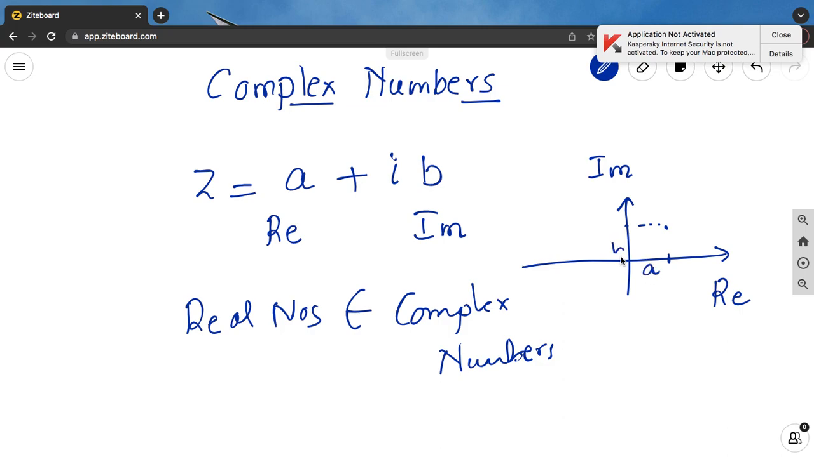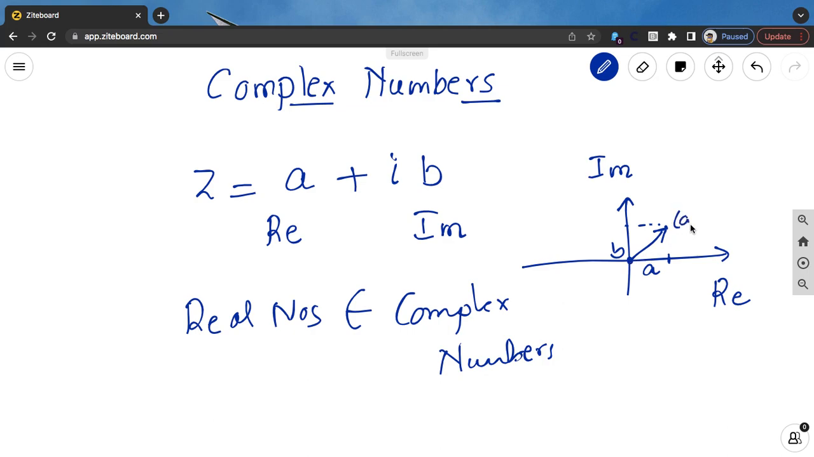So this is A, this is B, and with respect to the origin, this number is A plus iB. It is not A comma B, because A comma B is used for representing the x and y coordinates of a number. It's called an ordered pair. We do not write it as A comma B. We write it as A plus iB because that's how the representation is. This is called the Cartesian form of a complex number.